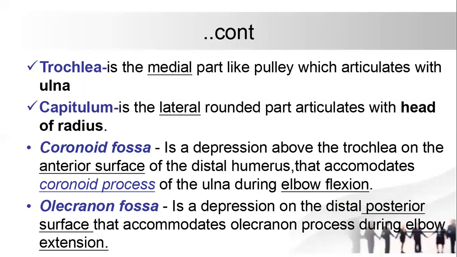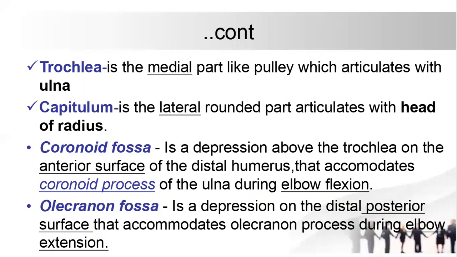Olecranon fossa is a depression on the distal posterior. This is found on the posterior surface and accommodates the olecranon process during elbow extension. The other one was for the coronoid process, and this other one, the olecranon fossa, is for the olecranon.